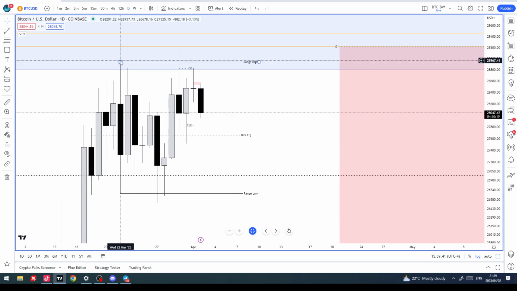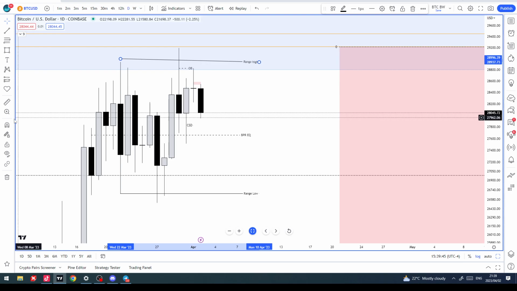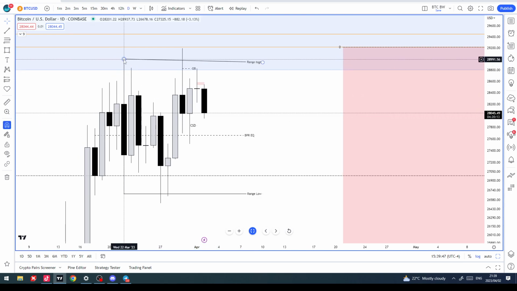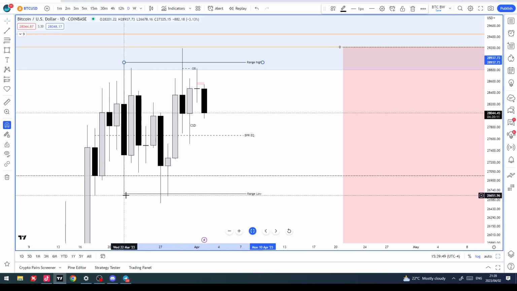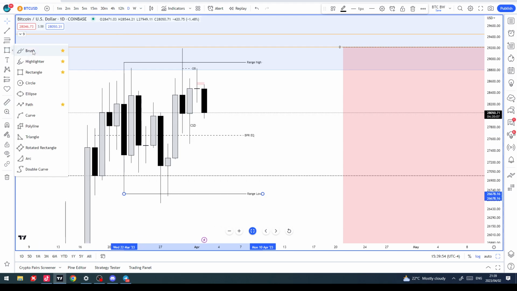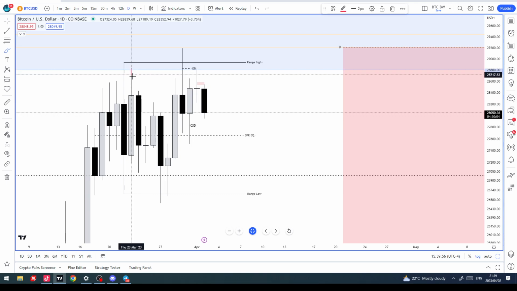FOMC last, on the 22nd of March, was Wednesday, right? The high created here. The low created here. Subsequent days were all within the range, right? This day, this day, this day, this day, until here. On this day, which was Monday, we took the range low of the FOMC candle.